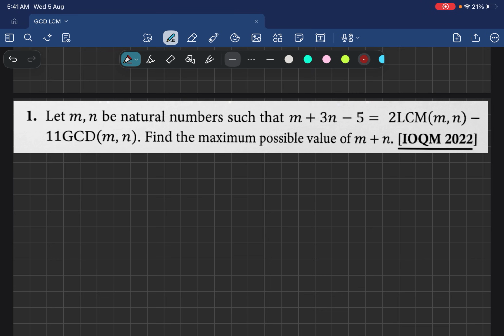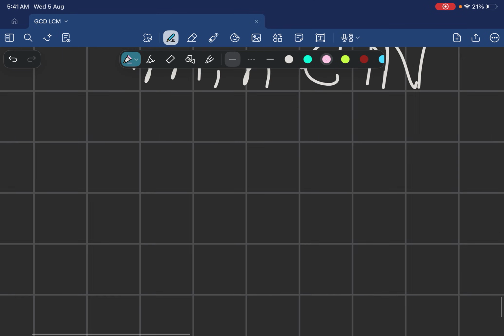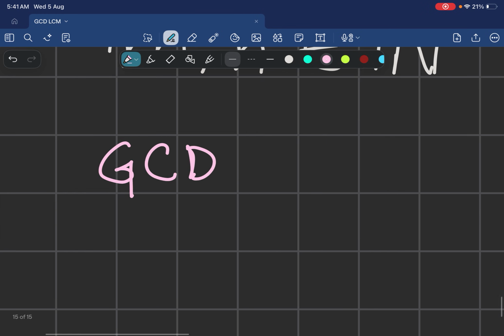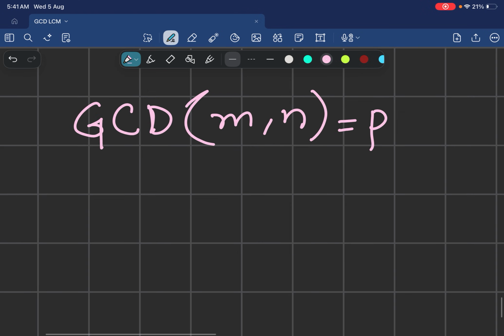This says, let m, n be natural numbers. m, n belongs to natural numbers. And we have been given this whole equation, and we have to find the maximum value of mn. First and foremost, whenever you have a GCD and LCM question, I have told you again and again that you have to assume, let GCD of m, n be equal to, let's say, p.